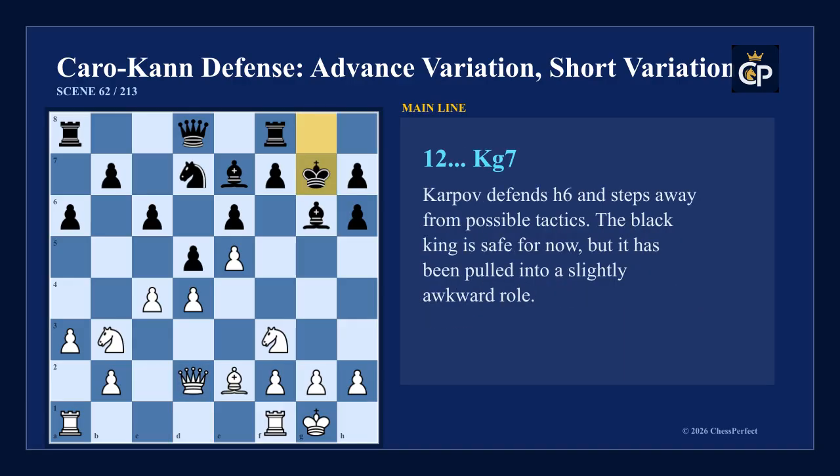King g7. Karpov defends h6 and steps away from possible tactics. The black king is safe for now, but it has been pulled into a slightly awkward role.